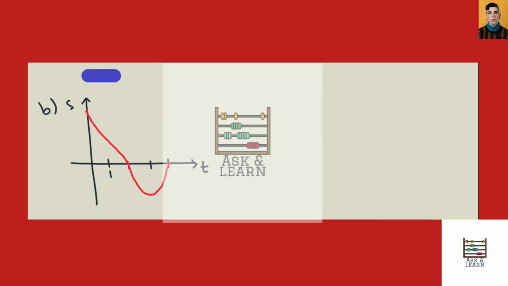Okay, let's do something similar for the second graph. So again, we're going to be analyzing the velocity and the acceleration to figure out whether they're positive or negative. So we have the interval from 0 to 1, from 1 to 2, from 2 to 3, and from 3 to 4. We have the velocity and we have the acceleration.